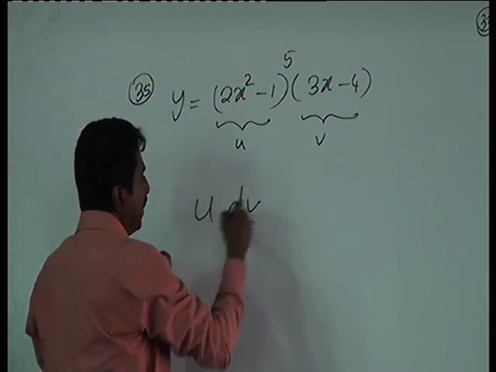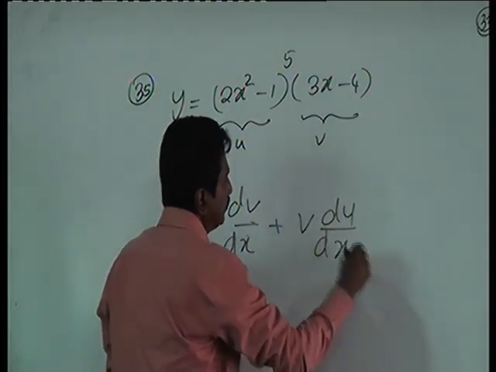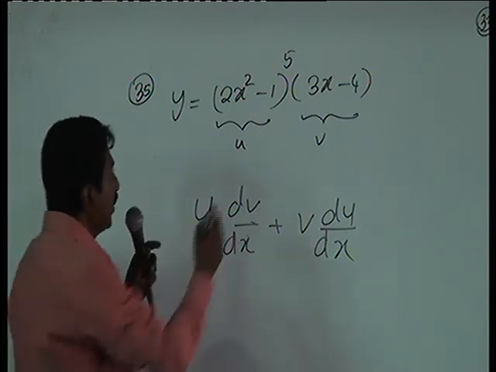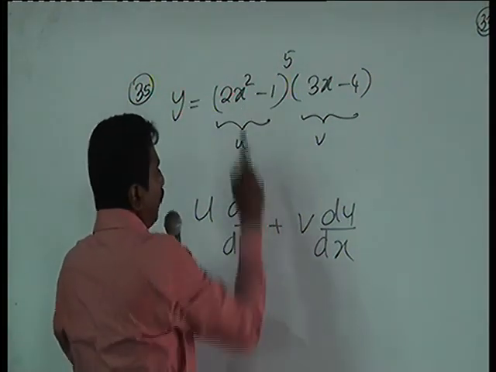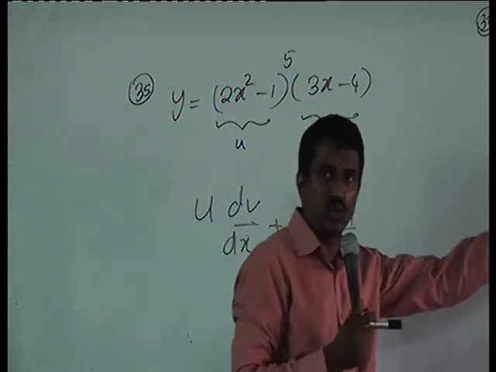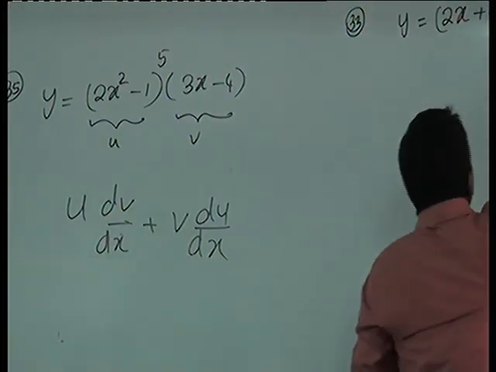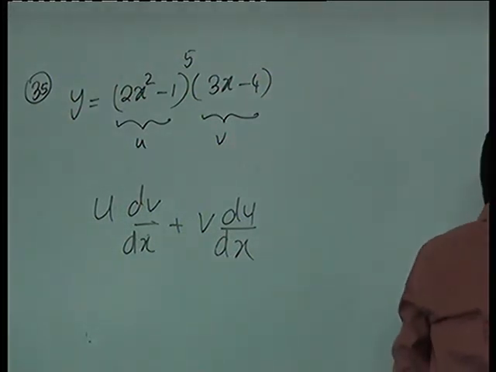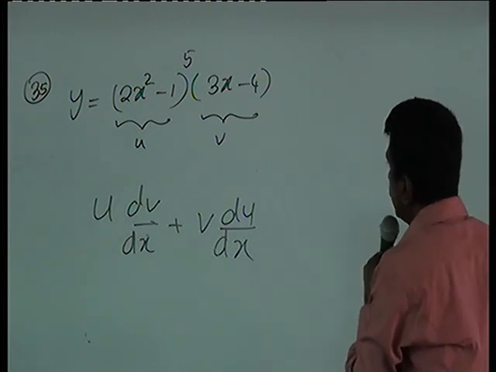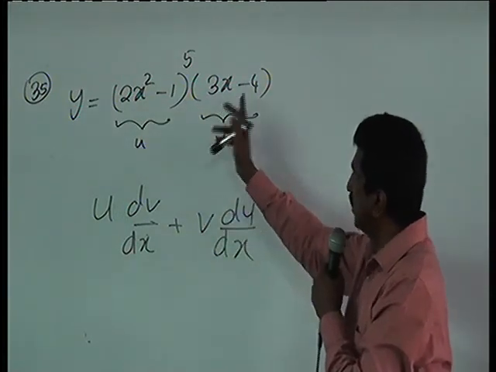U times dv by dx plus v times du by dx. This is the rule. We'll apply the same rule, but when you differentiate this part, a function of a function, that is du by dx, here we have to apply the function of function rule, right? Okay, I'll do it here. The first function times u times dv by dx, that is the first function times differentiation of the second function.